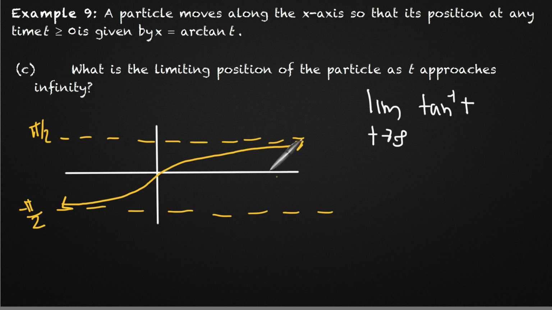So as t approaches infinity, the y value of this function will never get bigger than pi over 2. It actually will never equal pi over 2. It just gets closer and closer to pi over 2.